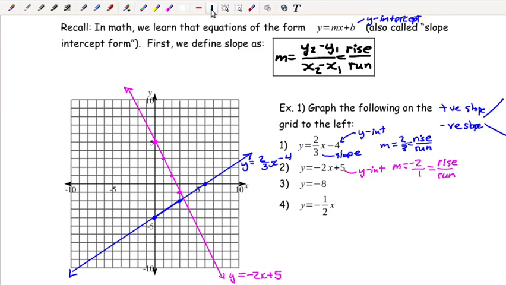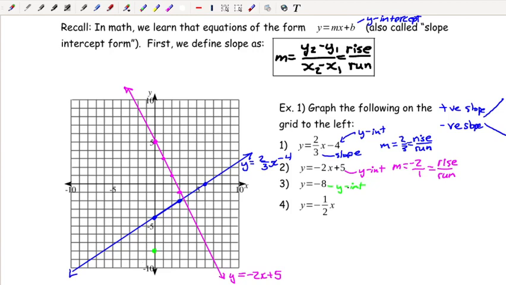Let's try another one. This time I have the equation y equals negative 8. So first you got to ask yourself, is this my slope or is this my y-intercept? Is it both? What is it doing? Well, your slope always has to be with your x. So if there's no x with it, this must be my y-intercept, negative 8, because there's no slope, there's no x with it. So I'm going to count down, here's negative 5, 6, 7. I've got my y-intercept of negative 8.